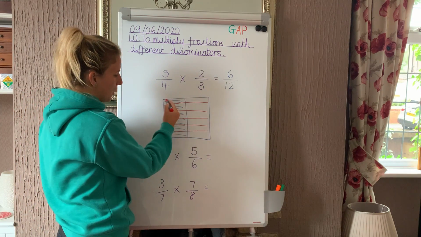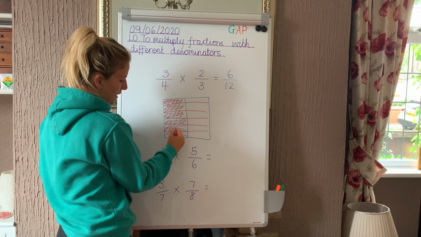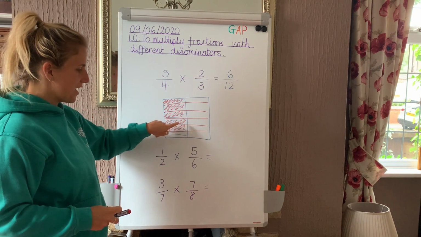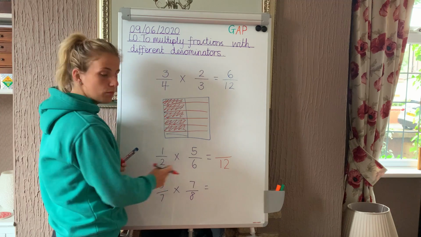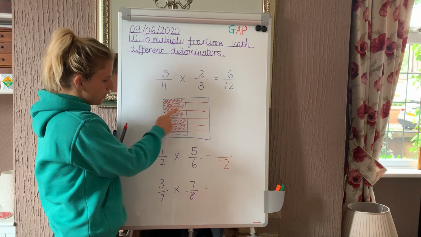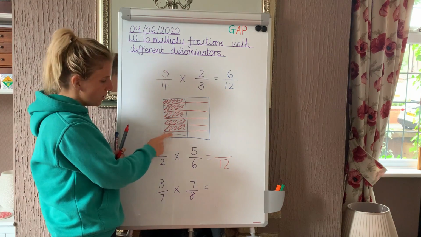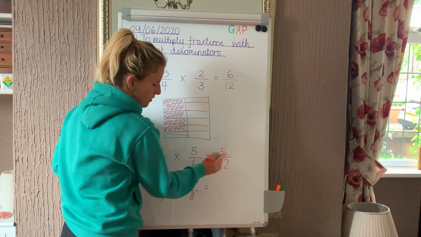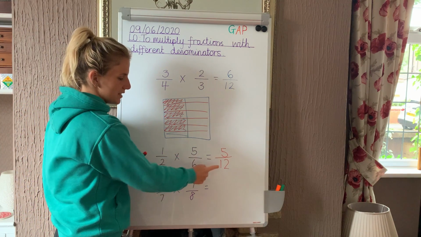Remember, I don't involve that half. 1, 2, 3, 4, 5, okay? So how many bits have I got all together? 1, 2, 3, 4, 5, 6, 7, 8, 9, 10, 11, 12. So I've got it out of 12, which if I multiply those two together, it does give me the denominator 12. And then 1, 2, 3, 4, 5. Remember, I don't involve these or this one that hasn't been shaded by them both. Therefore, I've only got 5/12, okay? And if we look, 1 times 5 is 5, 2 times 6 is 12.